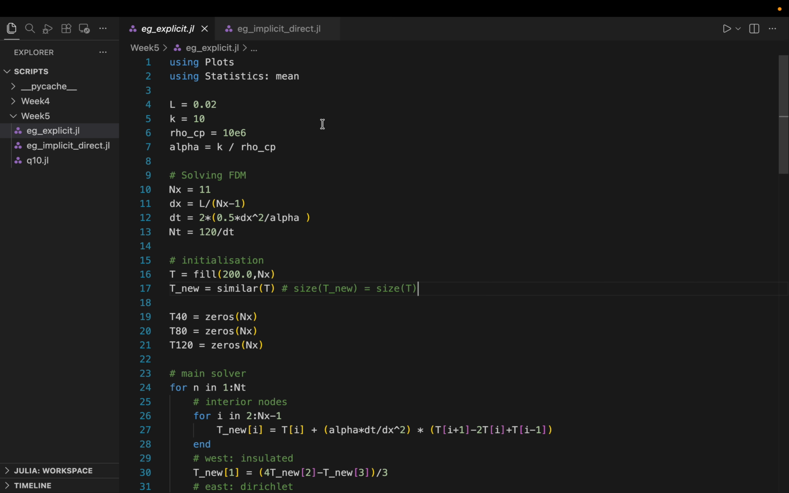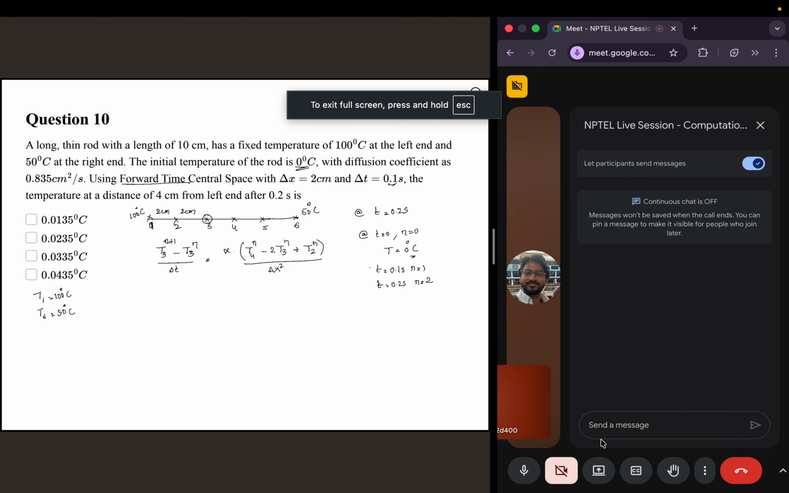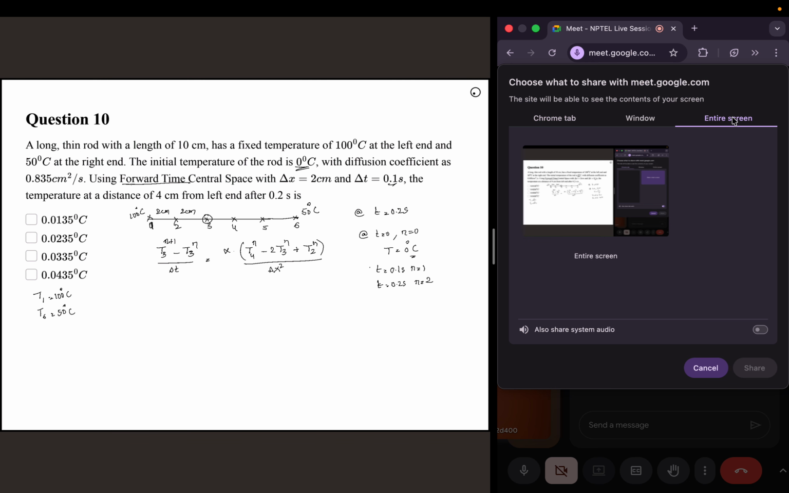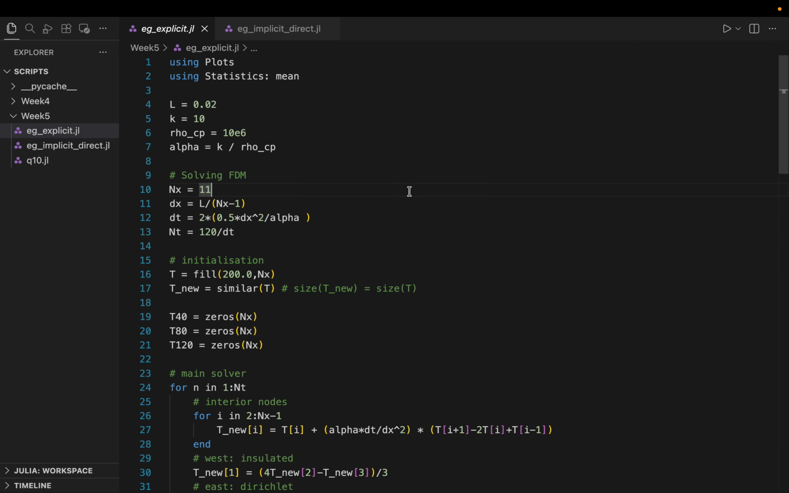Start from the first problem. Hope my screen is visible. Can you see the code? Oh, okay. Yeah, I think now you can see my screen.